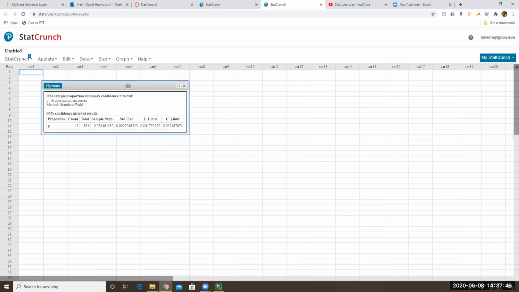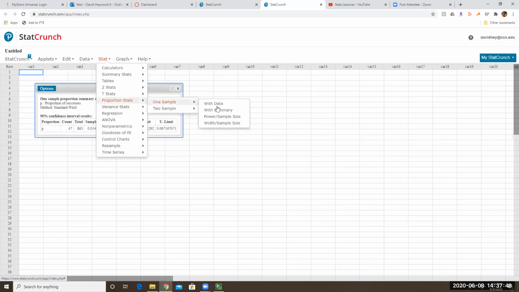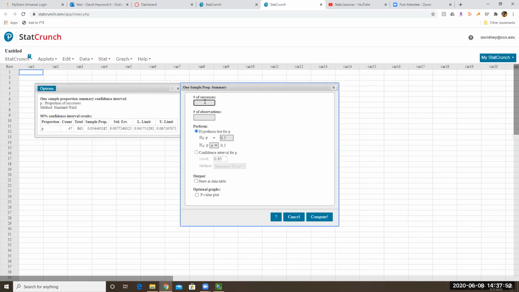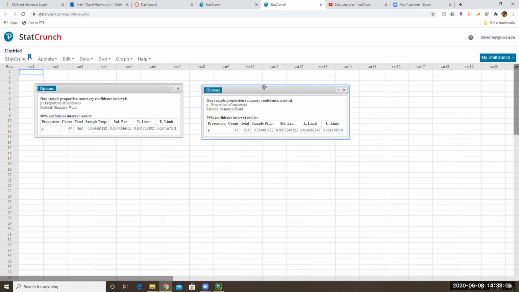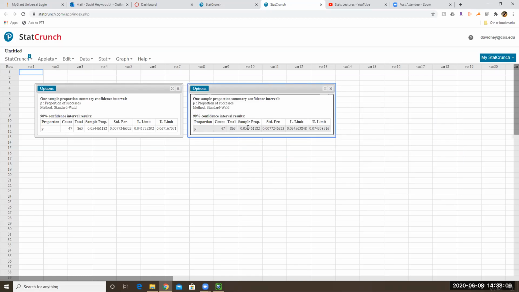So I'm actually going to leave this one up here so we can compare, but we go stat, proportion stats, one sample with summary. We had 47 successes out of 863 observations, and this time we want a 99% confidence interval. Okay, so these are the results. You'll notice that the sample proportions are the same, of course, because the sample proportion is just number of successes over number of observations, and those counts are the same in both problems. The standard error is also the same. Standard error refers to the standard deviation of the sample proportion, but that didn't change either.